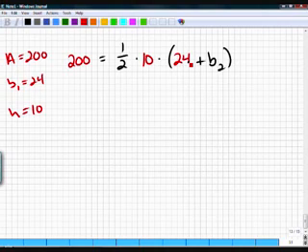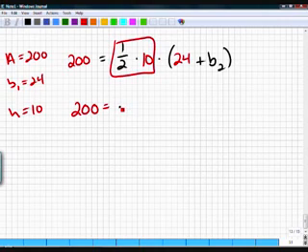Now let me explain to you what I do when solving these things. Clean up anything that you can clean up. You know what a half times 10 is. Let's do that first. So you have 200 equals half times 10, 5. Anytime you say times, guys, that means the word of means times. So 1/2 times 10 is the same thing as 1/2 of 10. It makes it a little bit easier. So you got 5 times 24 plus B2.